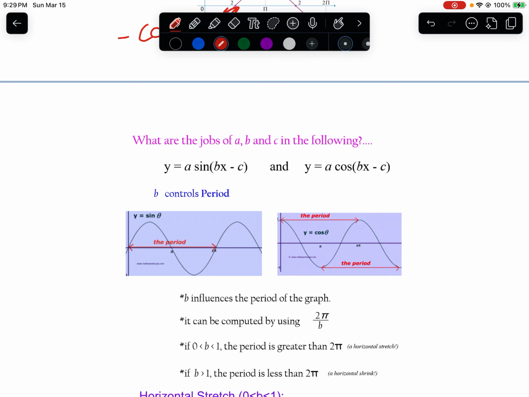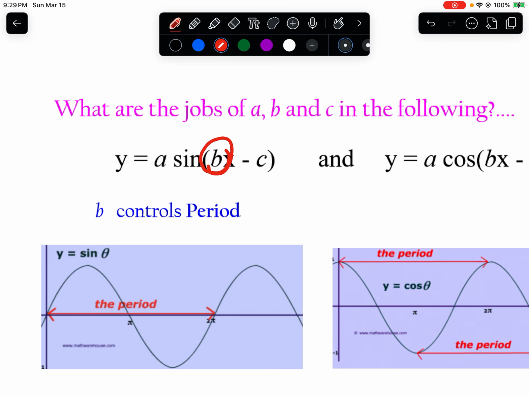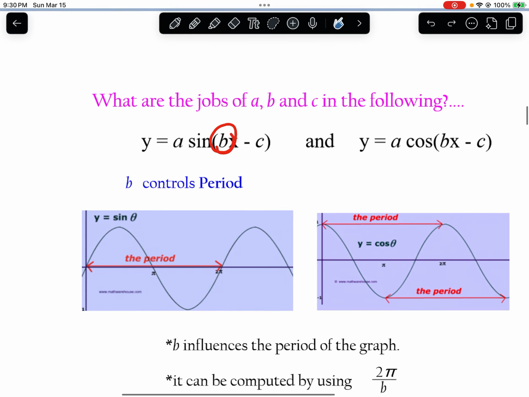Okay. The thing that controls the period is predominantly what we call the b value. Okay, this thing here, so it'll be the number in front of the x or the theta or whatever your variable is in your sine or cosine function. We have this c here that affects the period in a way, but it's more of a second part of the assignment. That comes into play in what we call a phase shift. So it doesn't affect the length of the period, it just affects where the period starts and ends.